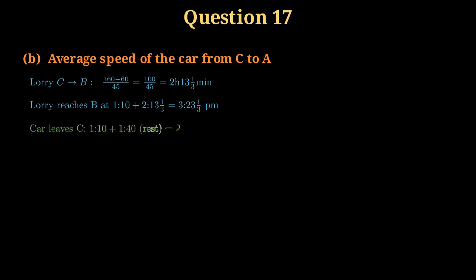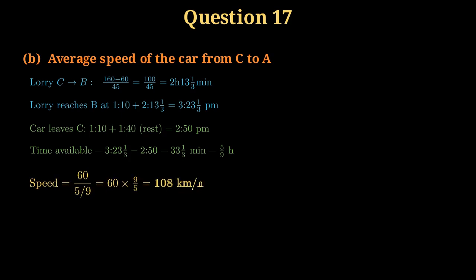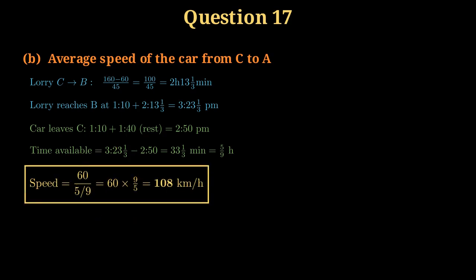The car rests at C for 1 hour 40 minutes, so it leaves C at 10 to 3. From 10 to 3 until 3:23 1/3 leaves 33 1/3 minutes. That's 5/9 of an hour, to cover the 60 kilometers. So the average speed is 60 divided by 5/9, which is 60 times 9/5, 108 kilometers per hour.